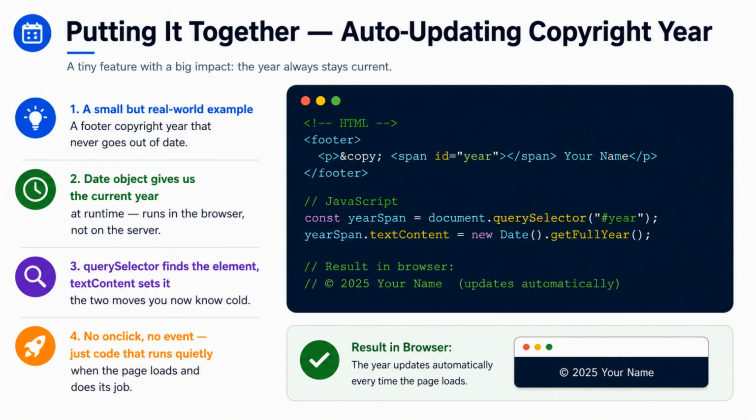new Date creates a date object representing the current moment. getFullYear pulls the four-digit year from it, and that number gets written into the span with textContent. The two moves students now know cold: find it with querySelector, set it with textContent.